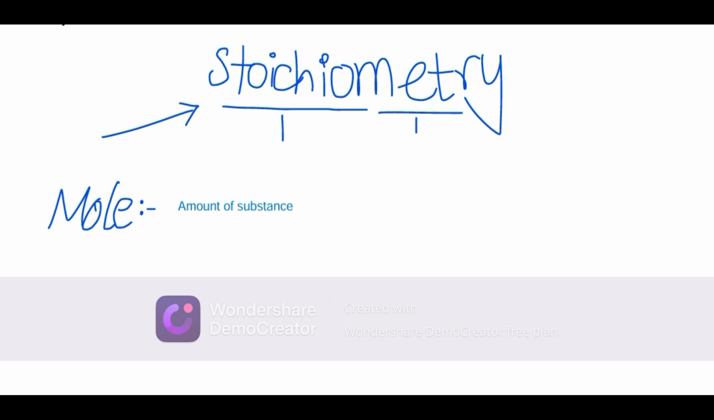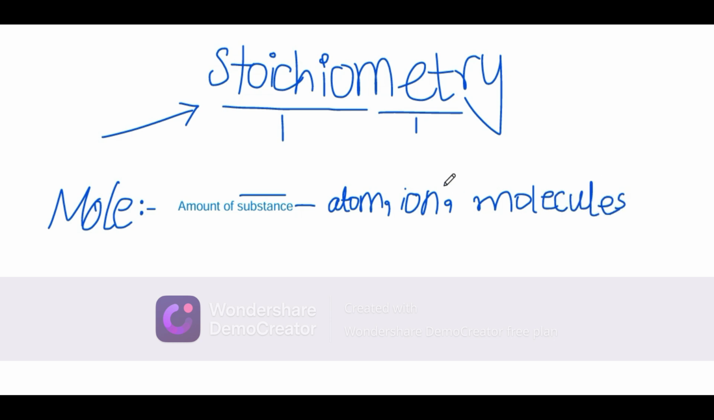If I define that very particularly by a proper definition, mole is defined as a gram atomic mass, gram molecular mass, or gram formula mass. Basically these are the types of substance, and substance is known as atom, molecule, or ion. You can write it in your copy. It can be an atom, it can be an ion, and it can be a molecule. It can be a particle as well. So these are the types of mole that we just wrote here.